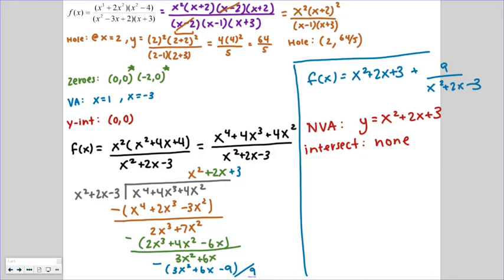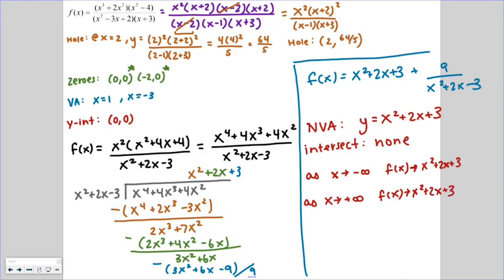And then the last two pieces, as x approaches negative infinity, our function approaches the parabolic asymptote from above or below. We'll figure that out in just a minute. Same thing with positive infinity. Our function approaches that parabolic asymptote. The last thing we need to do is just figure out above and below.